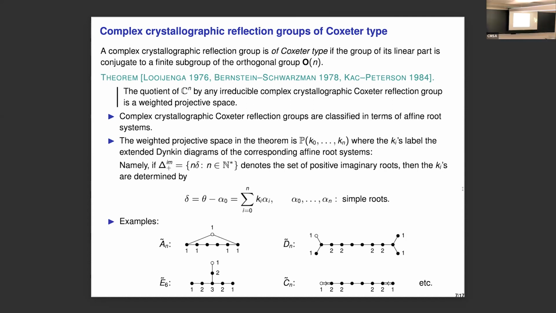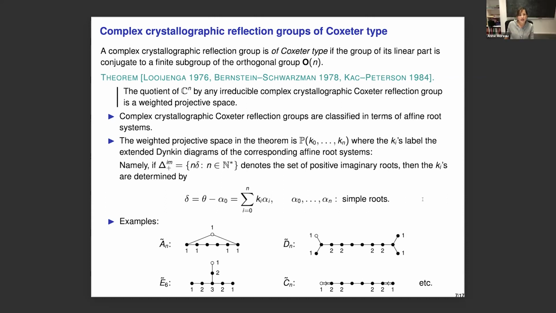Sorry. Can I ask you a question? Yeah. On this slide, is that the only restriction? Is it known to be the only restriction on the weights? What is a restriction? The restriction you wrote down, these are the labels on the extended Dynkin diagram. Are these the only restrictions in the Schwarzman-Bernstein conjecture? In other words, if I give you an arbitrary weight, k_0 to k_n, can that be realized as a quotient?